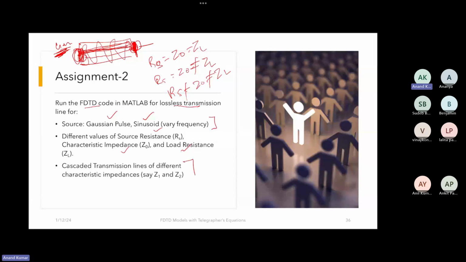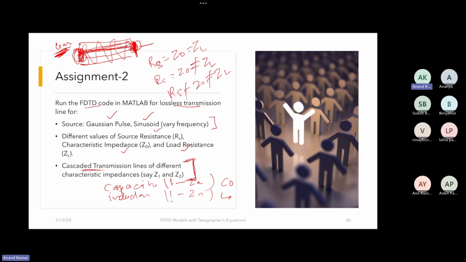We have already discussed, from Ankit's question, how to model cascaded transmission lines. Inside the code, there is this variable capacitance and inductance. Right now, the code which I've given you will have the values from 1 to ZDIM as C0 and 1 to ZDIM as L0.